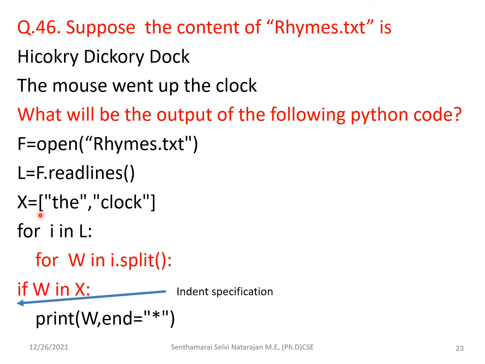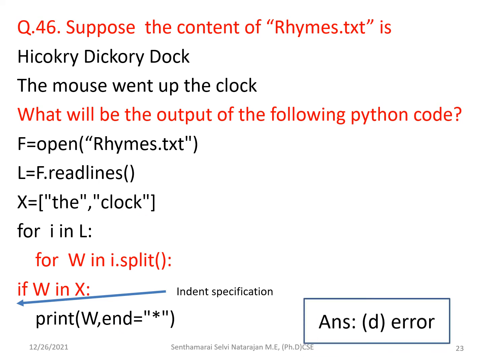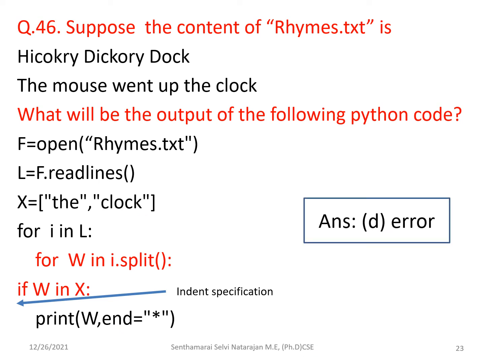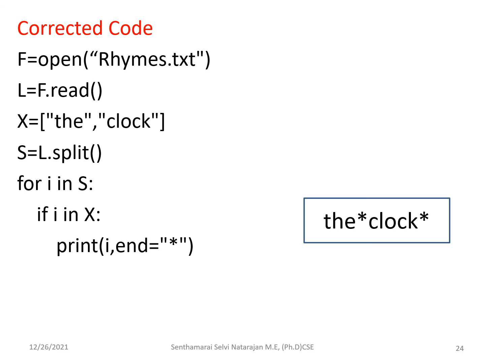They are asking to read lines and check for "the" and "clock", and for I in L you have to split it, if the word W is in X. Here, if you are having the value "the" and then "clock", it is asking to print that value. Automatically the students will make a mistake, that "the" and "clock" is there, and they will be printing it. Here you have to check for one thing, what has to be checked. You see it is going to give an error. Why is it going to give the error?